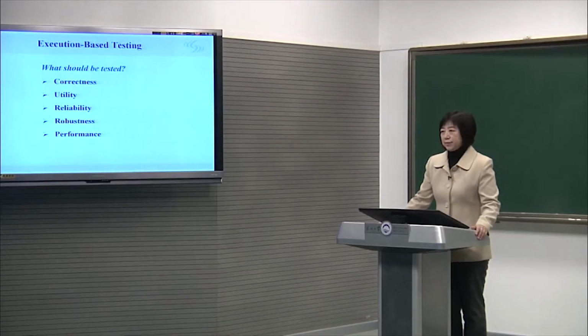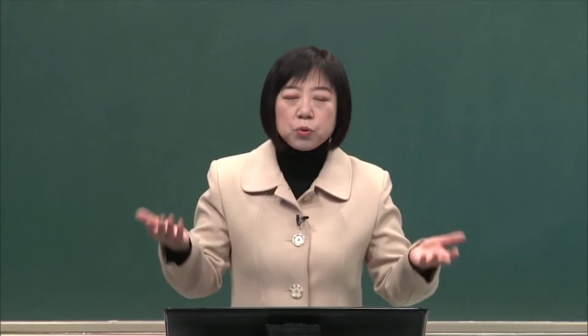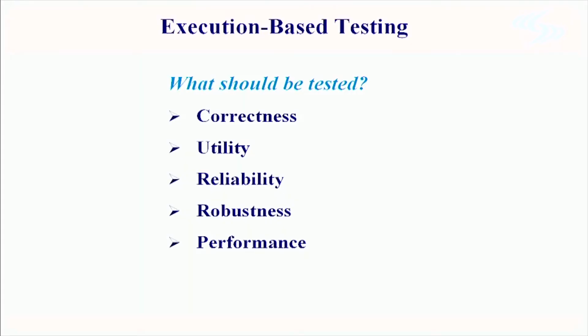And the next point, what should be tested? All of us have tested our own code. Just try to remember, what have you been trying to test for your code? Well, I believe the first point that you would point out is correctness. And the next, utility, reliability, robustness, and performance.